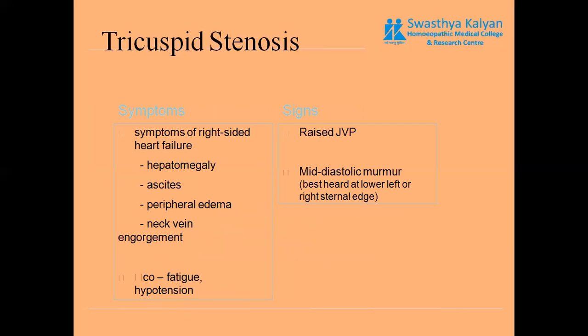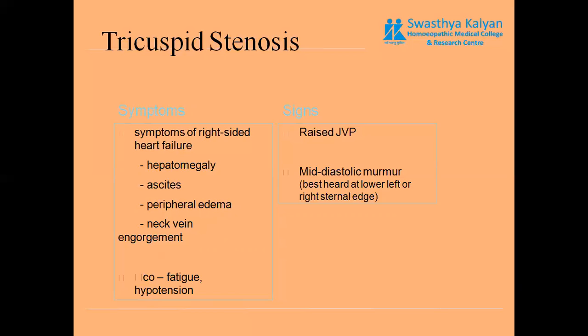The symptoms of right-sided heart failure can be seen: hepatomegaly, or blood vessels coming from those major organs directly to the right side of the heart. All those organs would be affected. Hepatomegaly, ascites, peripheral edema, neck vein engorgement. Also, fatigue and hypotension are also seen.